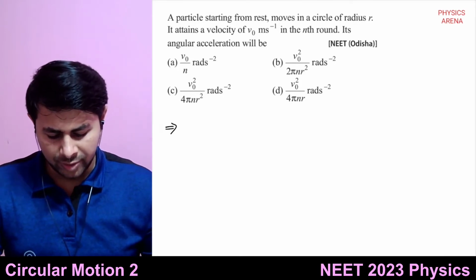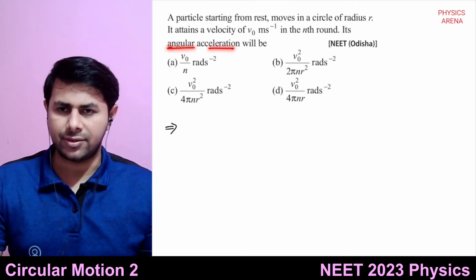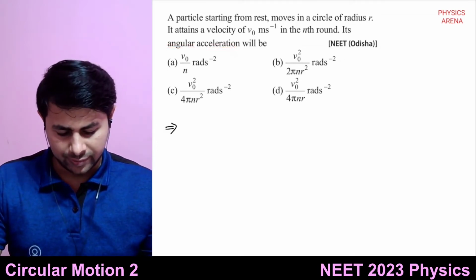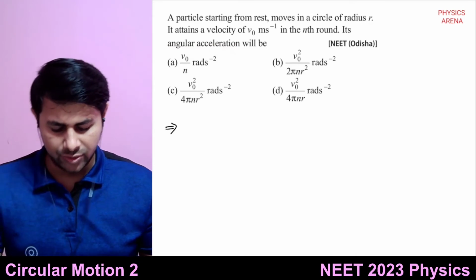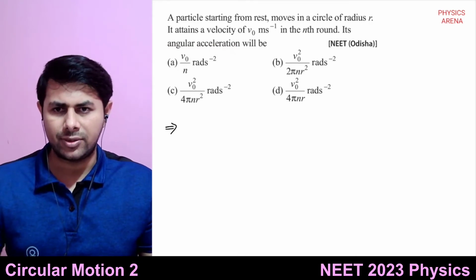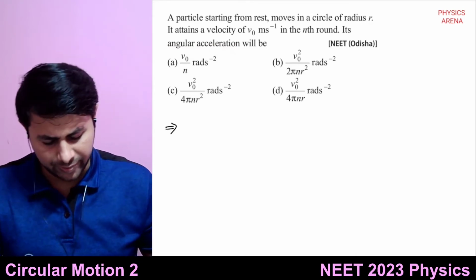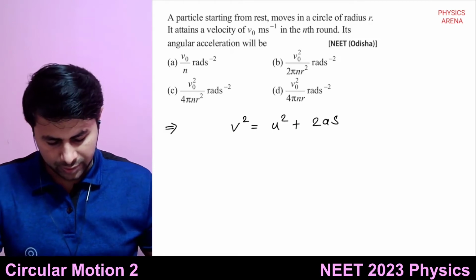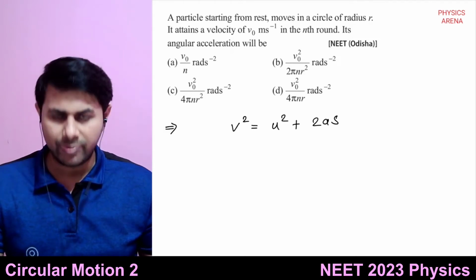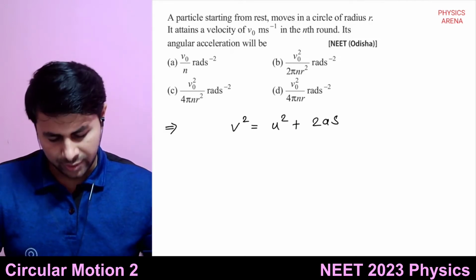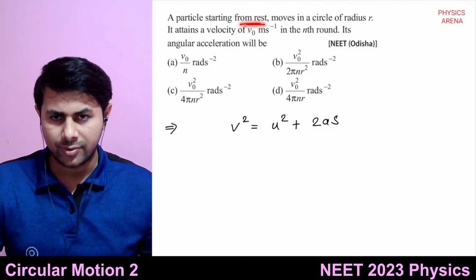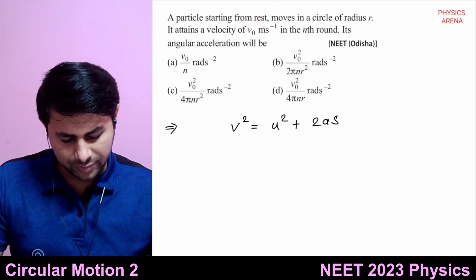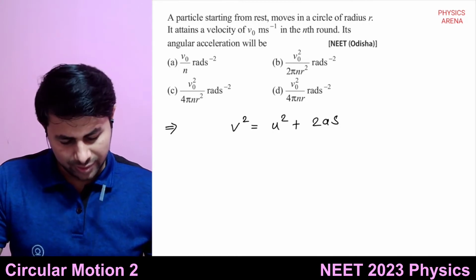But we are asked about the angular acceleration. So we can use v square equals u square plus 2 times a multiplied by s, and from there also we can find out. So what will be a then? A particle is starting from rest. You solved? Good. It might be the answer.